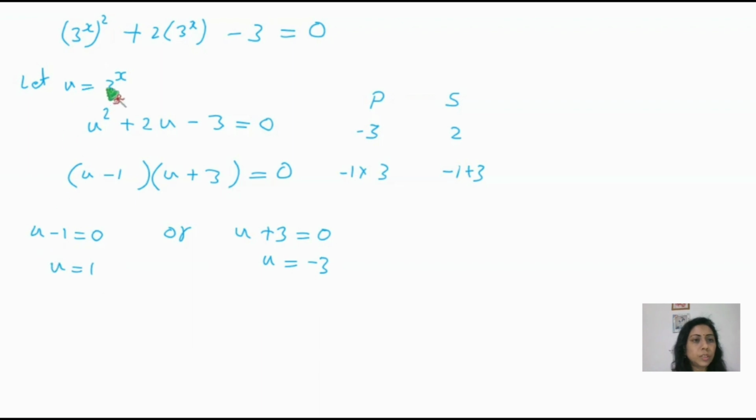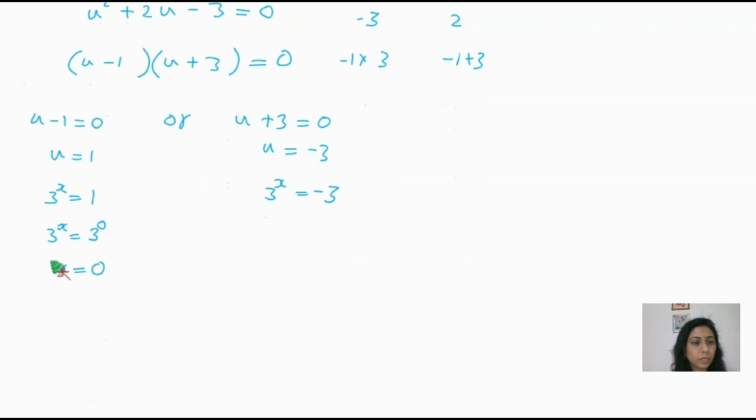We can substitute this u value again. The u value was 3 to the power x equals 1 or 3 to the power x equals minus 3. So for 3 to the power x equals 1, we can write 3 to the power x equals 3 to the power 0, because any number to the power 0 is always 1. Here the bases are the same, so the powers are also the same. So x is equal to 0.